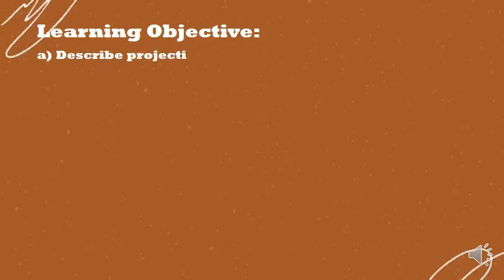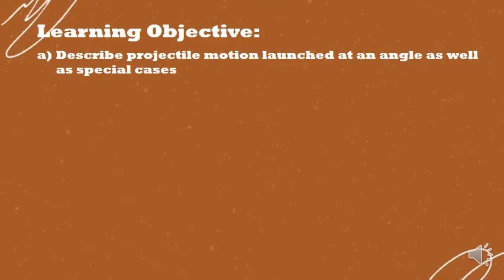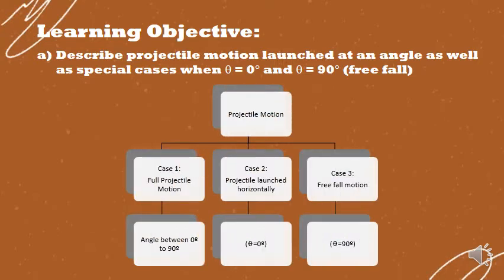By the end of this lesson, you should be able to describe projectile motion, launched at an angle, as well as special cases when theta equals 0 or theta equals 90 degrees. Generally, it can be divided into three cases. Case 1, object launched at an angle, and undergo full projectile trajectory. Case 2, projectile motion launched horizontally or at angle equals 0. Case 3, free fall motion.